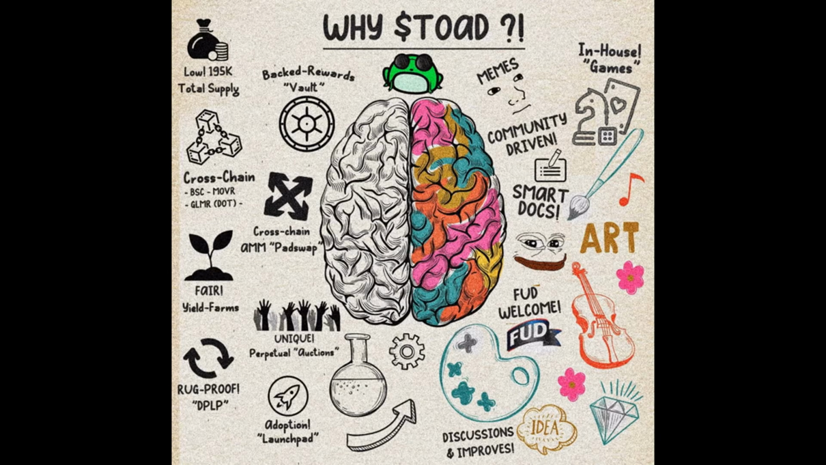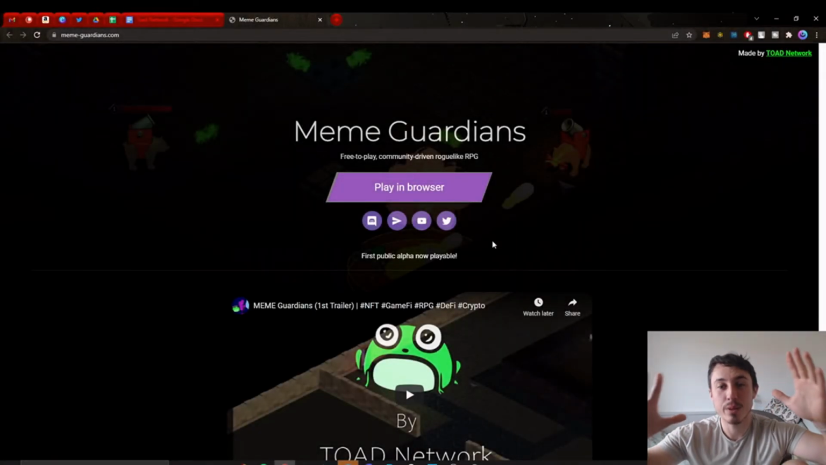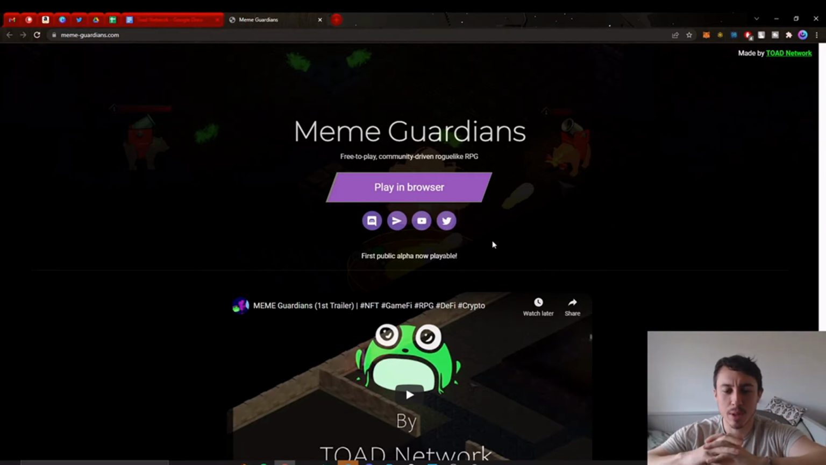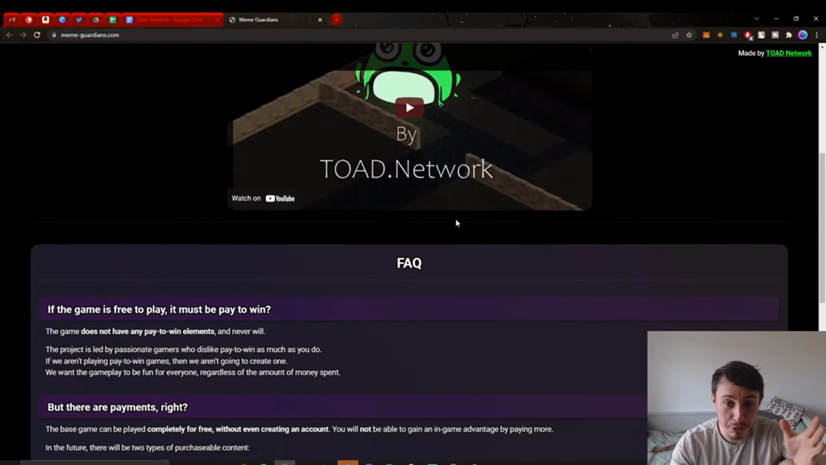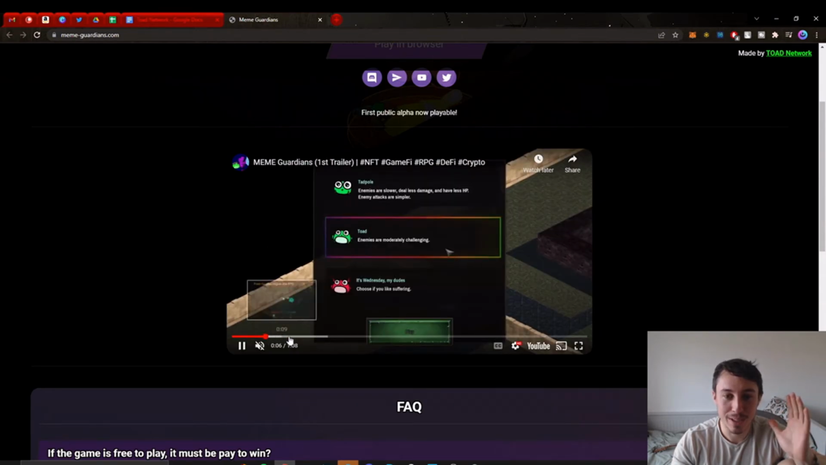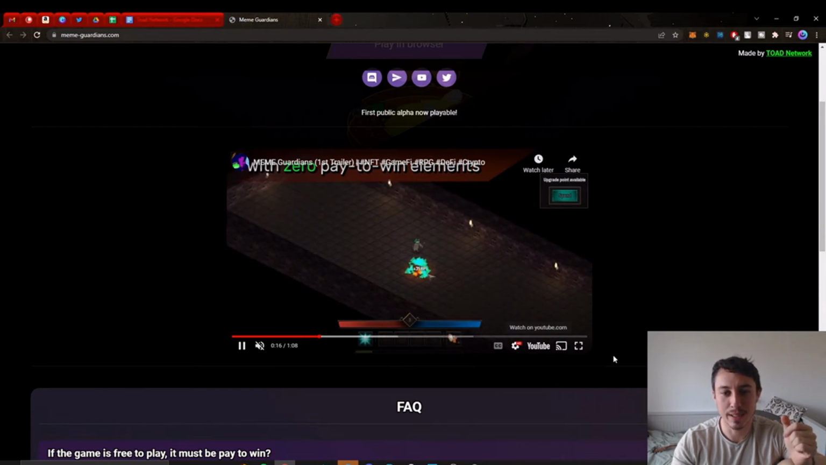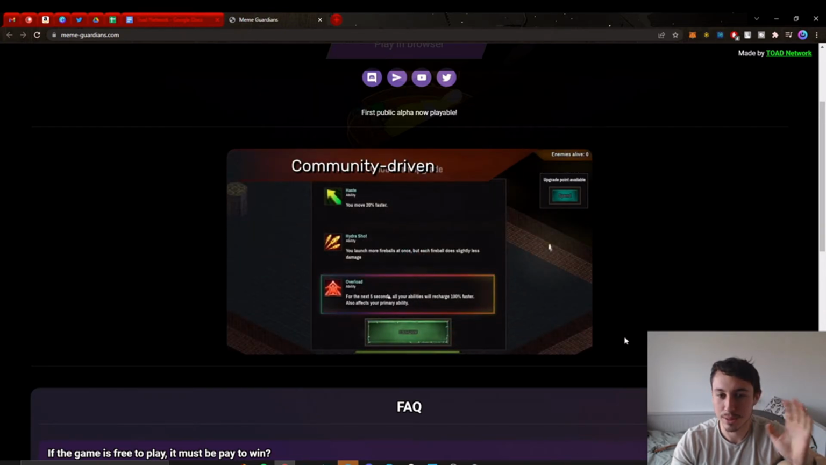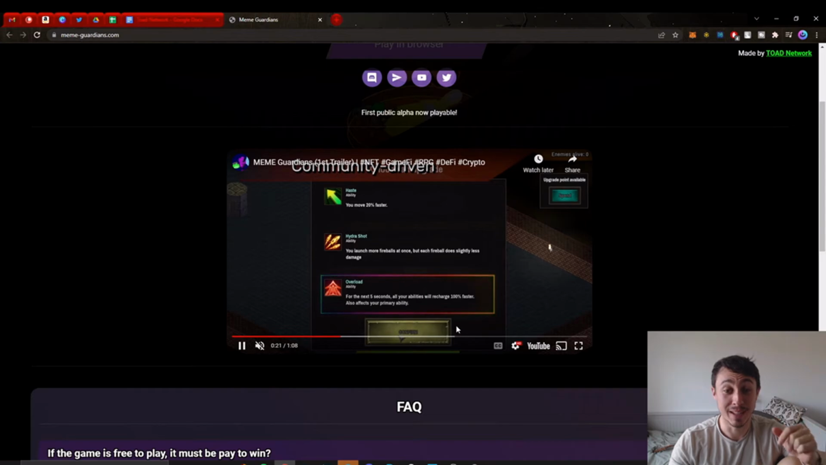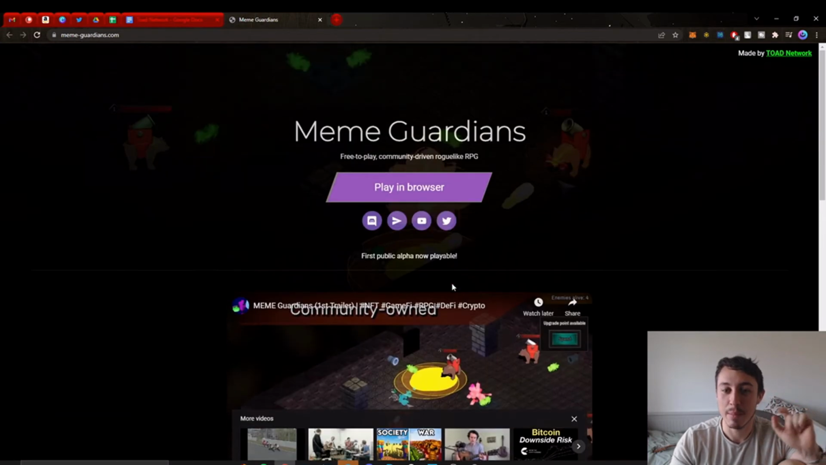Not to mention, we also got a bit of a sneak peek of Meme Guardians right here, which is a free-to-play, community-driven roguelike RPG play-to-earn game, guys. This could be absolutely massive. It looks really fun as well. Teaser alert right here. I'm not going to show too much, but look at this. It looks really nice. It's got some very old school vibes to it. Oh my god, side scroller, top down. I'm going to be playing this one for sure. So yeah, not too much to reveal on that one, but this is going to be extremely exciting.